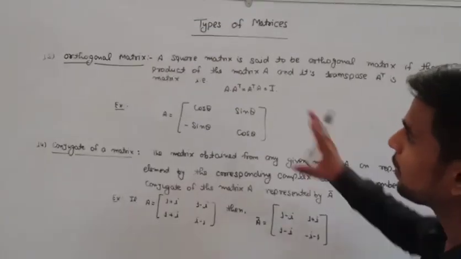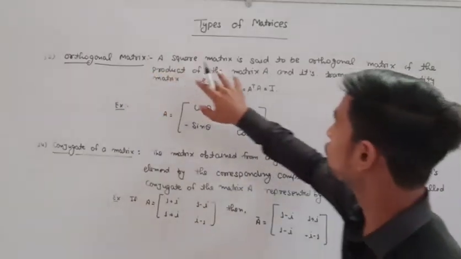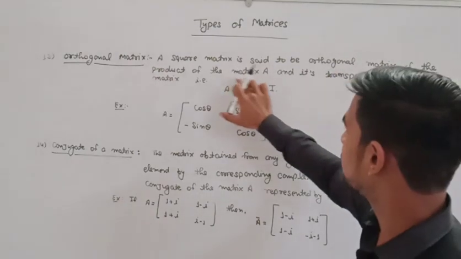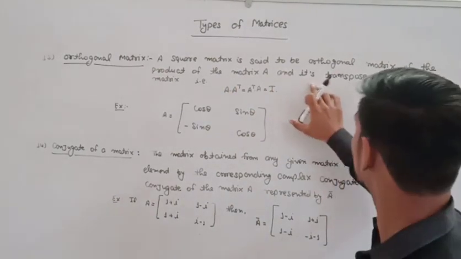The next type of matrix is the orthogonal matrix. A square matrix is said to be an orthogonal matrix if the product of a matrix A and its transpose.